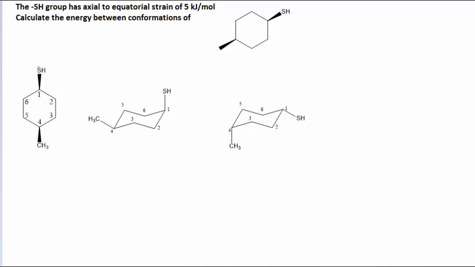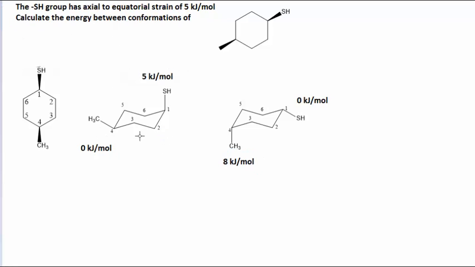between these. So any component that is equatorial doesn't contribute any strain energy. So this equatorial methyl over here doesn't contribute strain energy, and this equatorial SH group also doesn't contribute strain energy. We're told that the SH group in the axial position contributes 5 kilojoules per mole of strain energy. And you'll remember from lecture notes that an axial methyl group has 2 gauche-butane interactions, and each gauche-butane interaction is 4 kilojoules per mole, so that's a total of 8 kilojoules per mole of strain energy.